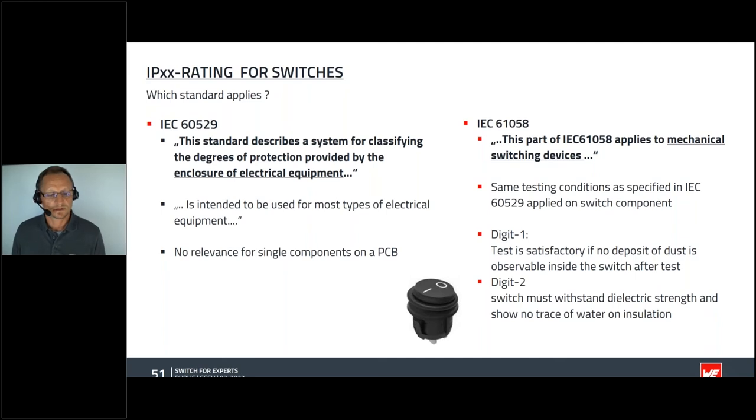And for the second digit, about water or moisture, the switch shall withstand the dielectric strength test and inspection must show no trace of water on insulation, which at the end could result in a reduction of creepage and clearance inside of the switch. And of course, this all has to be checked after testing, so after contact with water. So if you want to buy a true IP67 switch, watch out for the standard given on the data sheet.